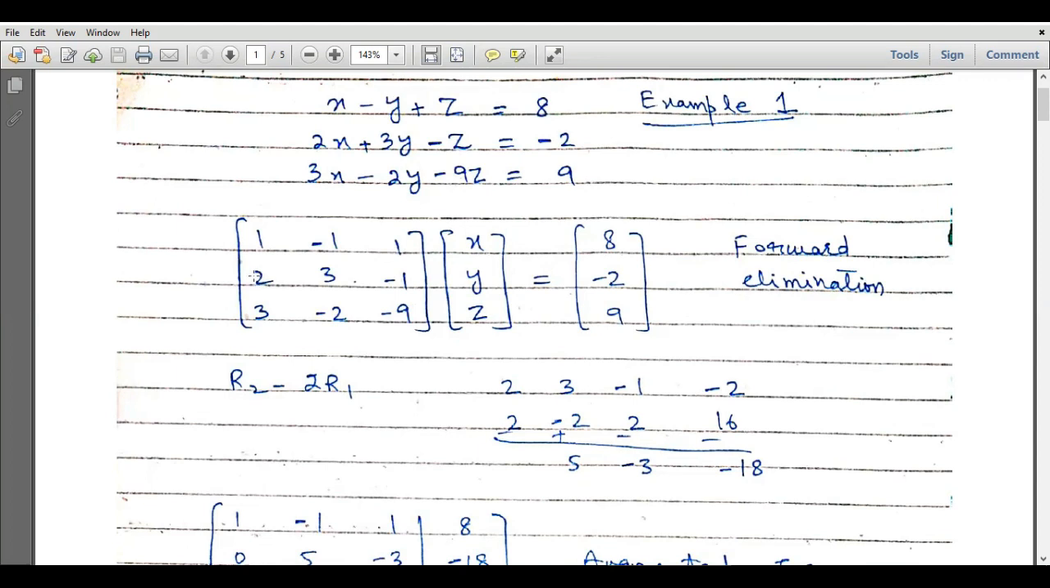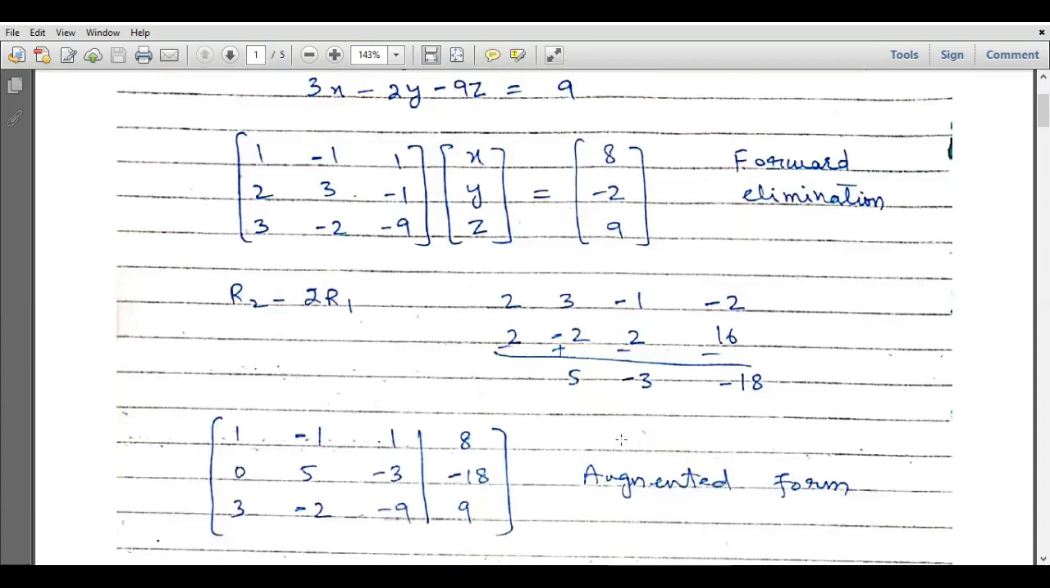So first of all, we will make this entry equal to 0, and we will perform this operation R2 minus 2R1. So multiply the first row with 2 and subtract from the second row. So this is the overall step, and this first entry has become 0, and the second entry is 5, and the third entry is minus 3, and this is the right hand side entry, which is minus 18. So this system is represented in the augmented form, and this is our new second row.